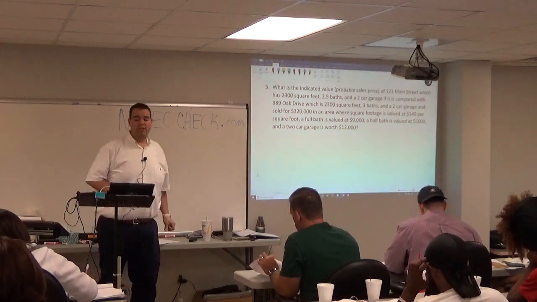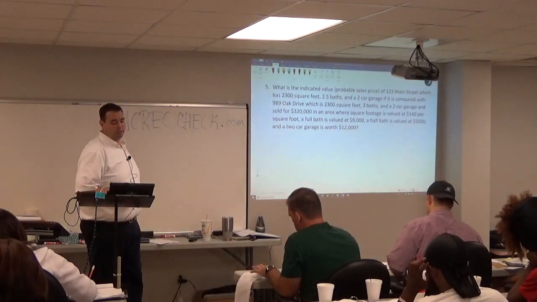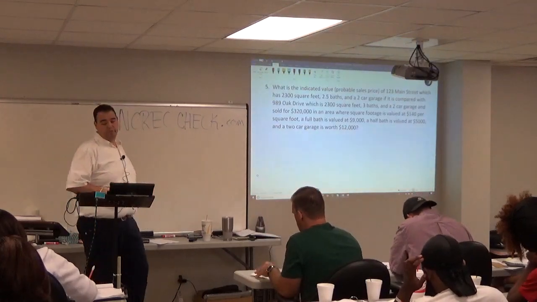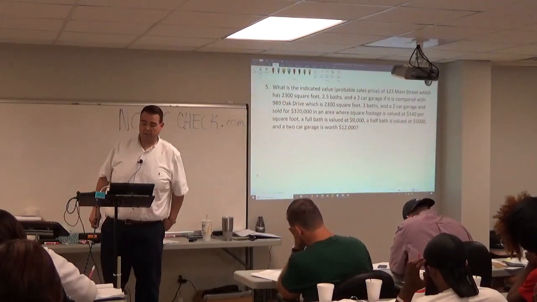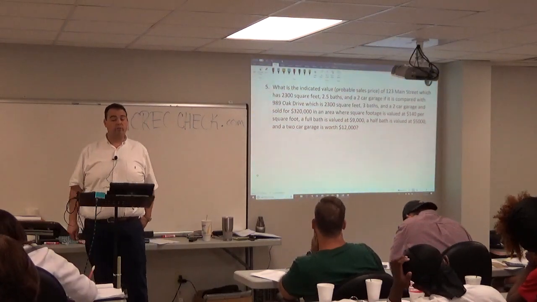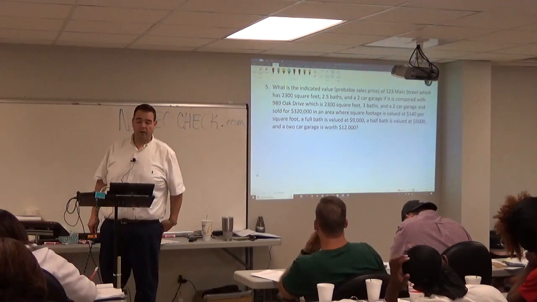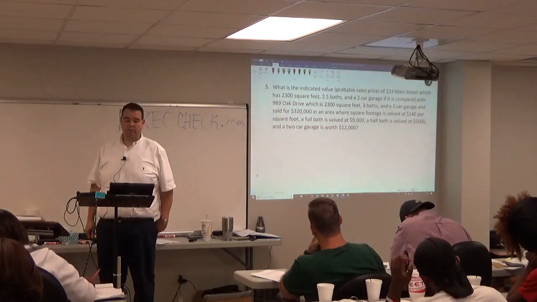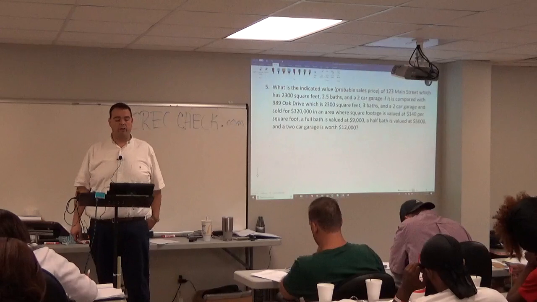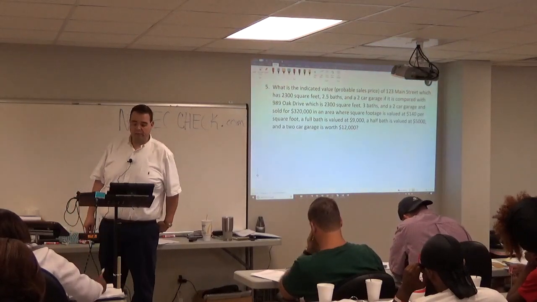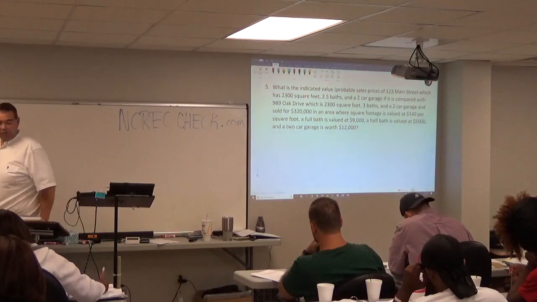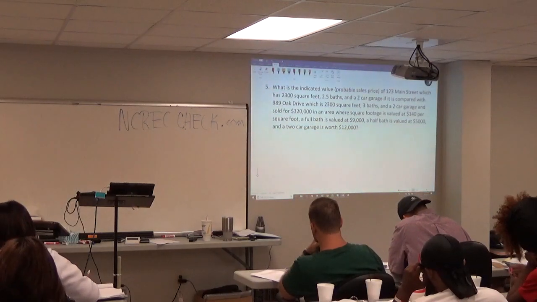It says, what's the indicated value of 123 Main Street, which has 2,300 square feet, 2.5 baths, and a 2-car garage, if it's compared with 989 Oak Drive, which is 2,300 square feet, 3 baths, and a 2-car garage, which sold for $320,000 in an area where square footage is valued at $140 per square foot. A full bath is worth $9,000, a half bath is worth $5,000, and a 2-car garage is worth $12,000.